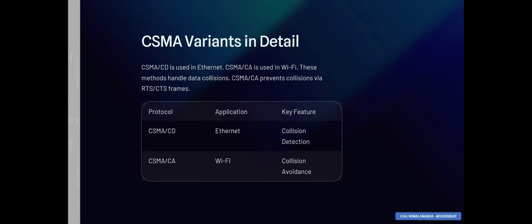For wireless networks, we use CSMA/CA, collision avoidance, which aims to prevent collisions rather than simply detecting them. It employs request to send and clear to send, RTS and CTS, messages to coordinate access to the medium. This approach is necessary because detecting collisions is much more difficult in wireless environments.